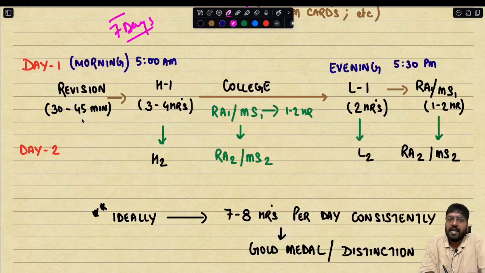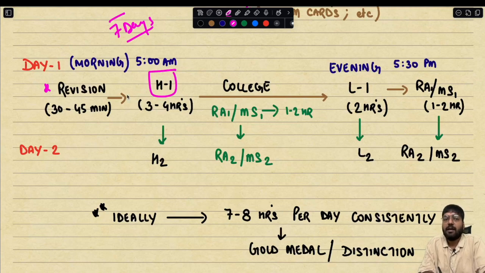Suppose in the morning you wake up around 5 o'clock. The first thing you should do is give the first 30 to 45 minutes to revision. You have to revise whatever you have learned. Revision means you just go very fast through whatever you read the previous day. You might not be able to recall everything, but you go fast. The day should begin with revision. Then from there you start with your heavy subject.